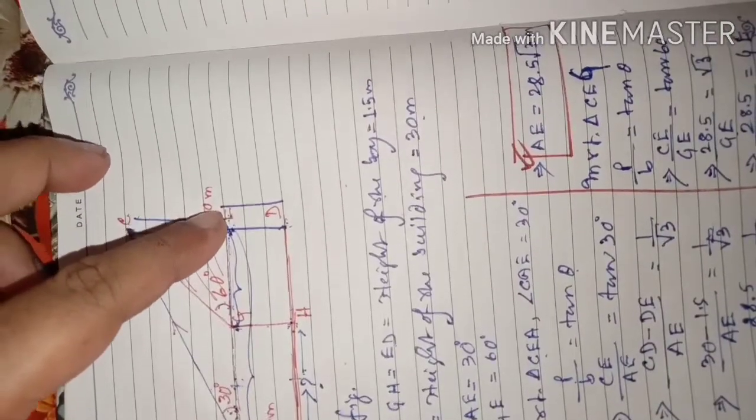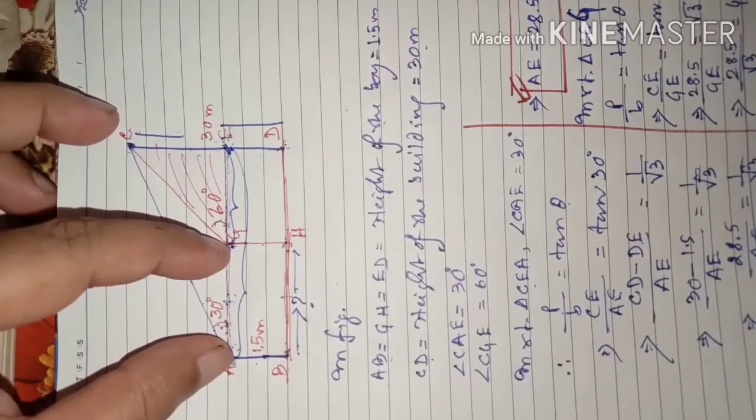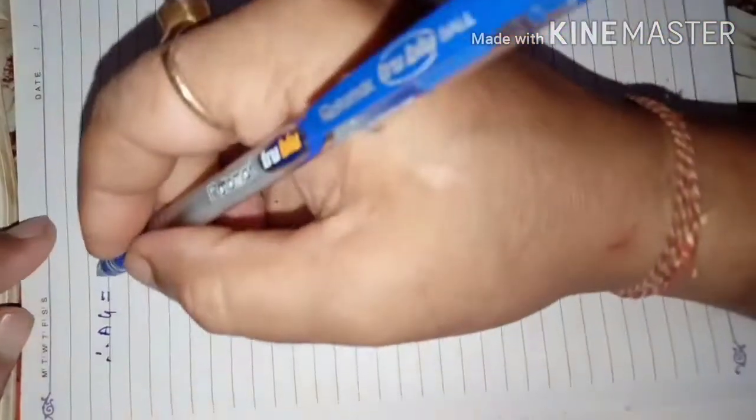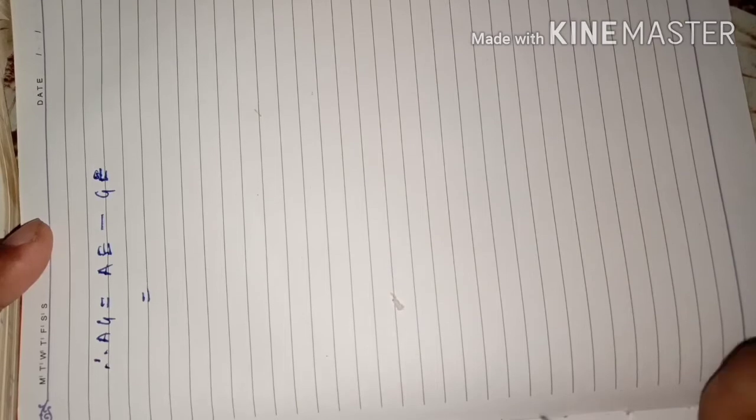Now what shall we do? From AE we will subtract the length of GE, that will be the length of AG. So now we will find AG. Therefore AG equals AE minus GE. Look at the diagram, it will be very clear to you. So AE, what is its length? Just now we got that AE's length is 28.5 root 3.